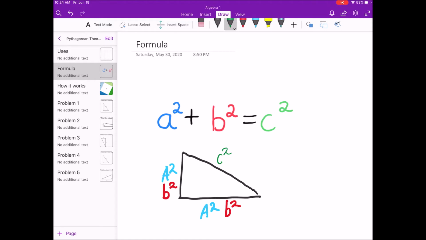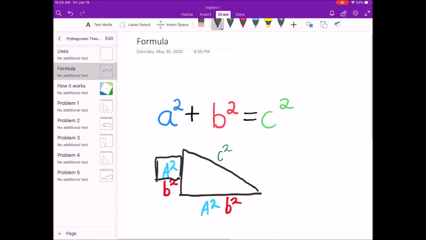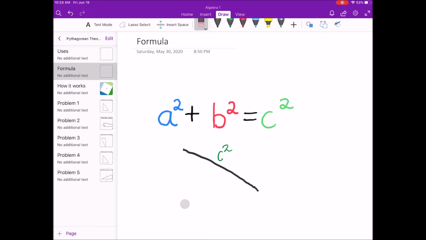You can switch them up though. If you want a squared to be on the left side, then you have to have b squared as the bottom right here. But if you want a squared to be on the bottom side, you have to have b squared on the left side. So that's the formula. A squared plus b squared is equal to c squared.